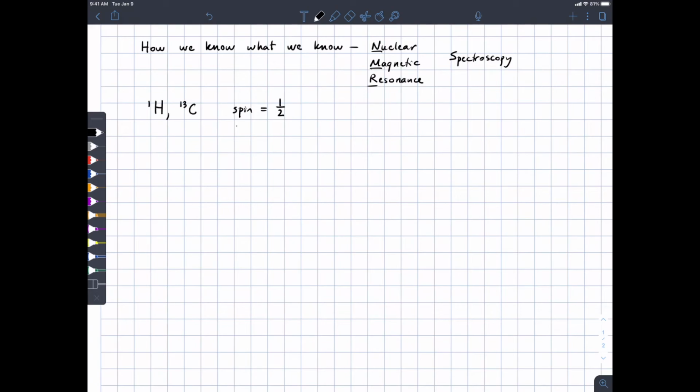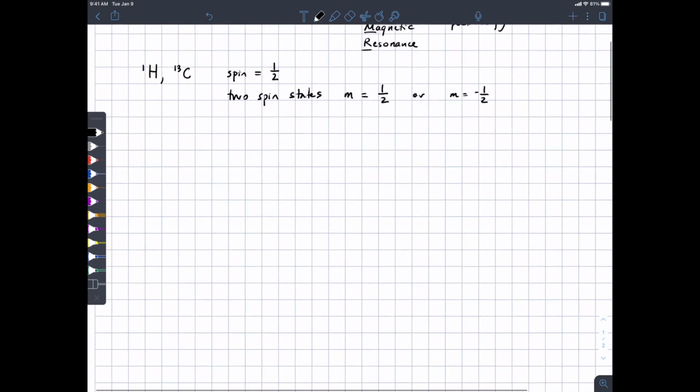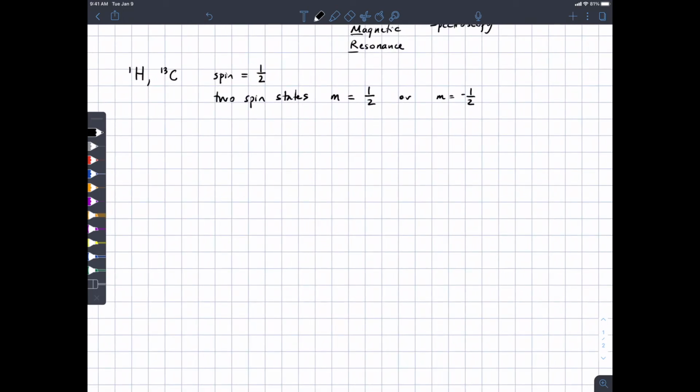What this means is there are two spin states available to each proton, and the spin states we'll call M. So a proton can be M equals 1/2, or a proton can be M equals minus 1/2. In a lot of ways, this is like the electron. The electron can have upspin or downspin. If a proton is not in a magnetic field, upspin versus downspin can't matter. The energy has to be the same.